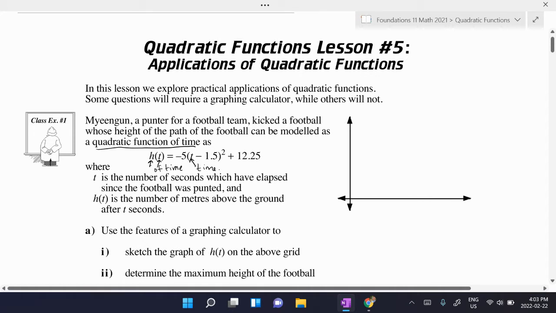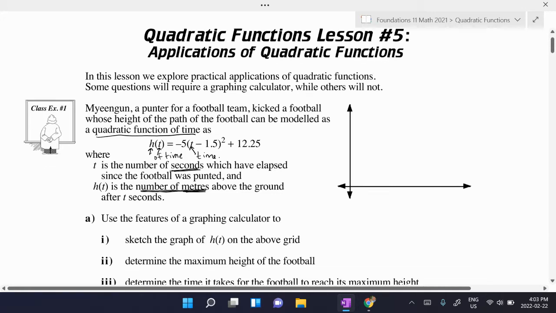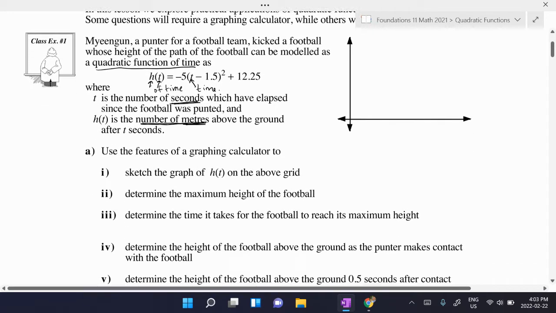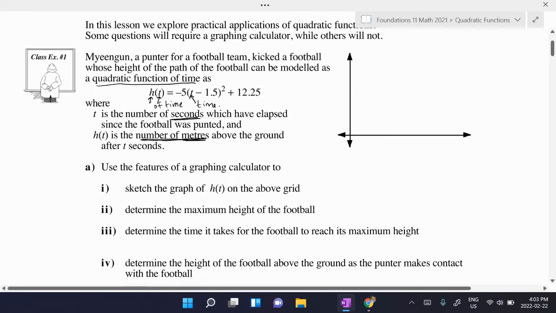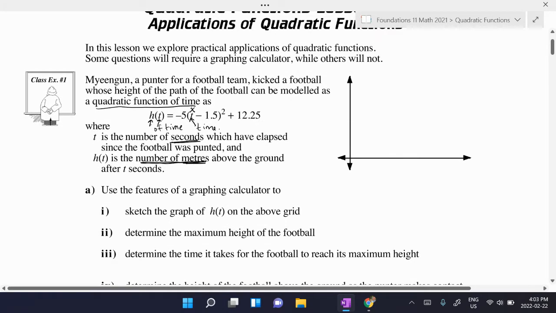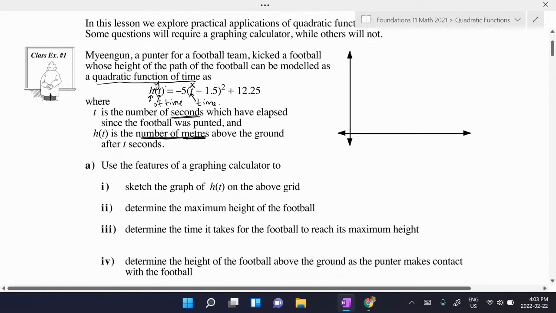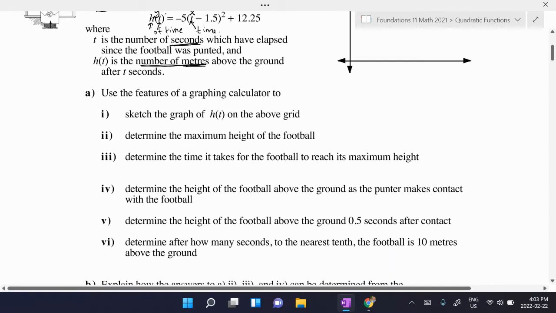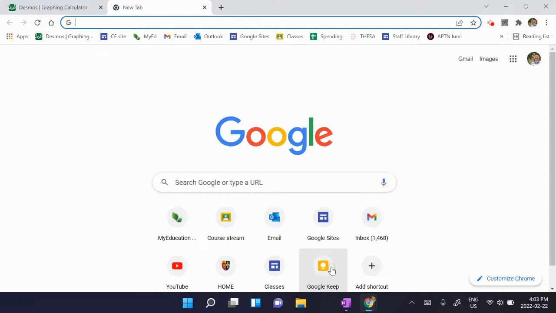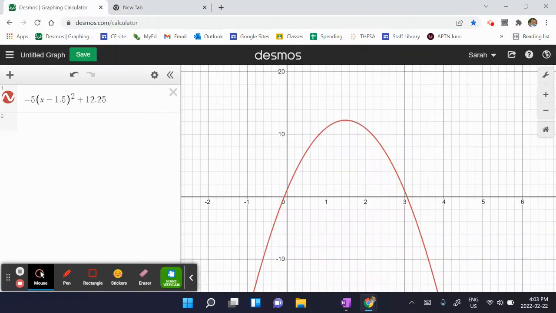Where t is the number of seconds, this is important, which have elapsed since the football was punted, and h of t is the number of meters above the ground after 2 seconds. So use the feature of your graphing calculator to sketch the graph of h of t above ground. Your t is going to be your x, and your h of t is your y. So go ahead and put that in your calculator. Pause me. And you should get something that looks like this.